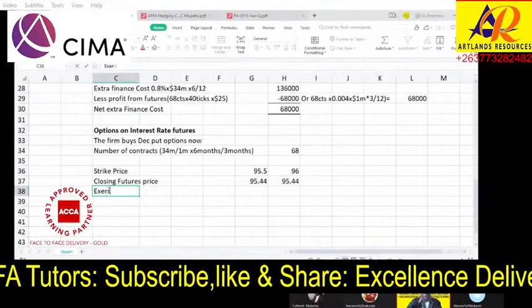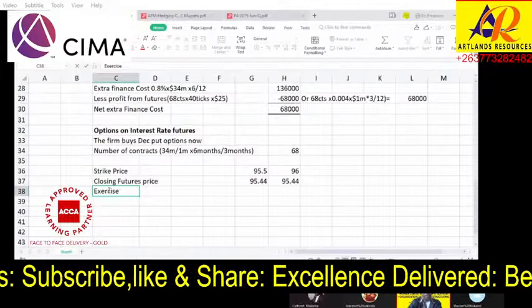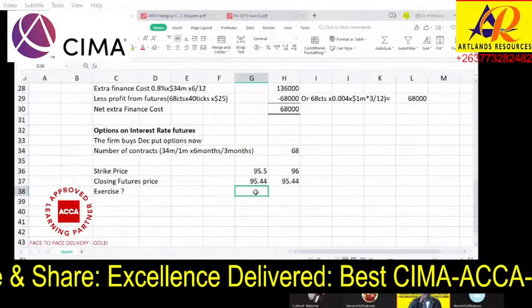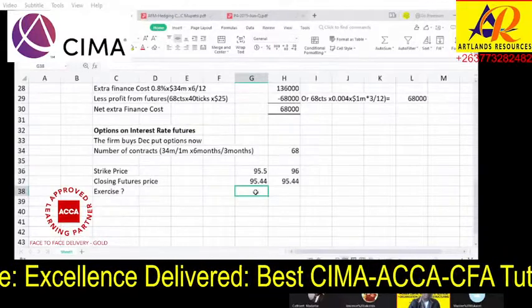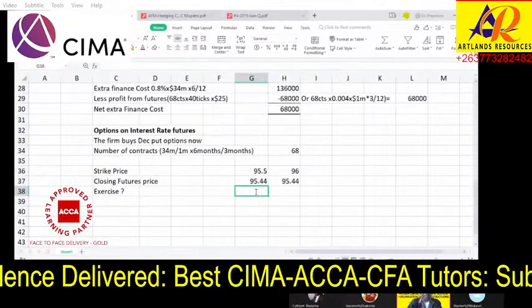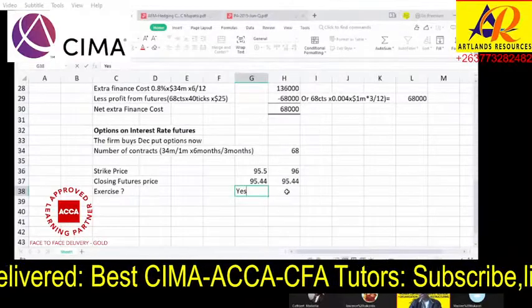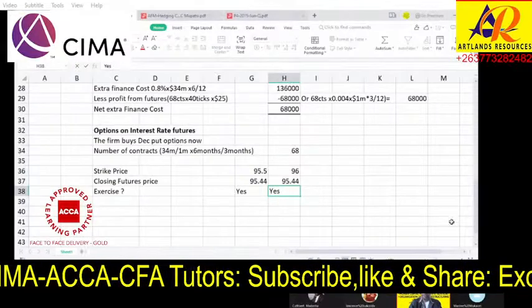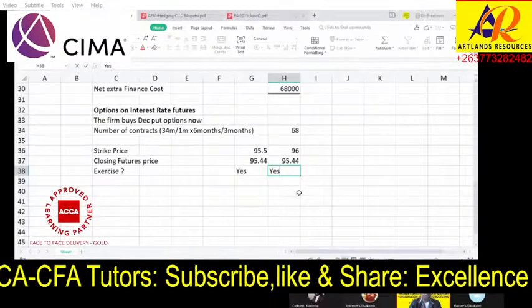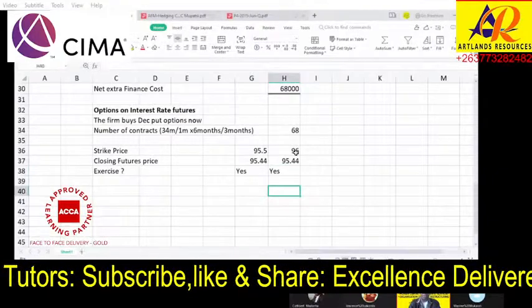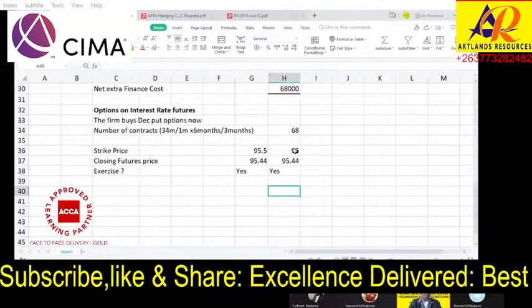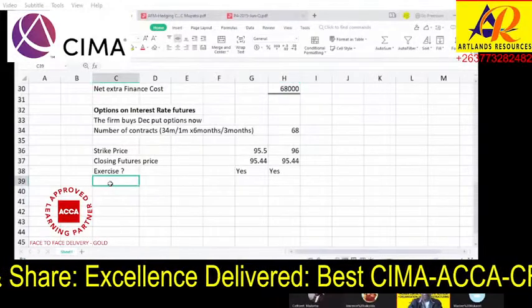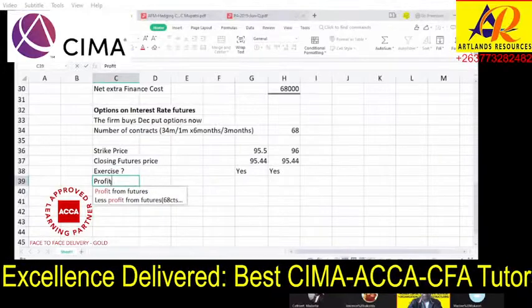So I ask myself a question. Do I have to exercise the option? When I'm answering this question, I say, I am a borrower, so I sell. Do I sell at 95.5 or sell at 95.44? I sell at 95.5. So 95.5 is the option. So I exercise the option, because the strike price, which I can sell at, is higher than the closing futures price. If I then sell, I then have to make sure which profit I have made. Profit on options.